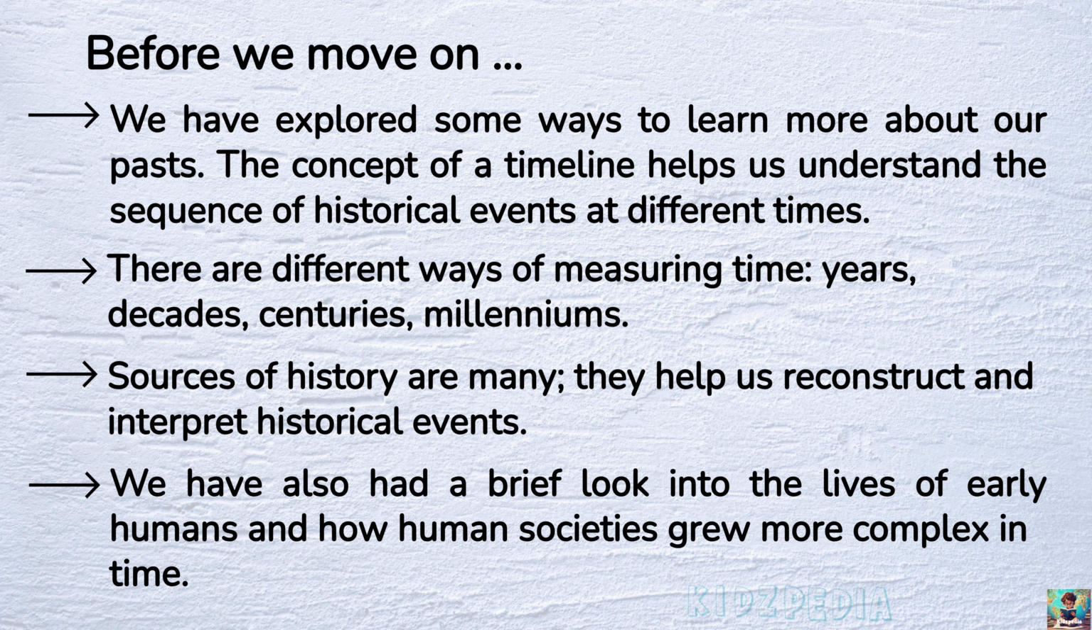A timeline helps us see when events happened in order. We measure time in years, decades, centuries, and millenniums. Many different sources help us understand history better. We also learned a little about early humans and how their communities became more advanced over time.